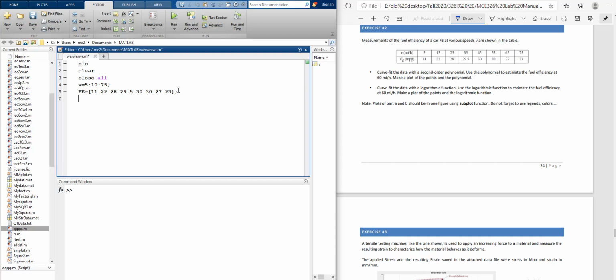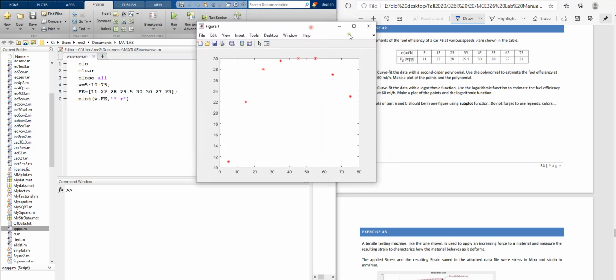Just to show you, let me plot the original: V in the x direction and FE in the y direction. This should be stars because they are discrete points, not a continuous function, and red stars as an example. Let me run the program and show you the result. As you see, these are the data I have.